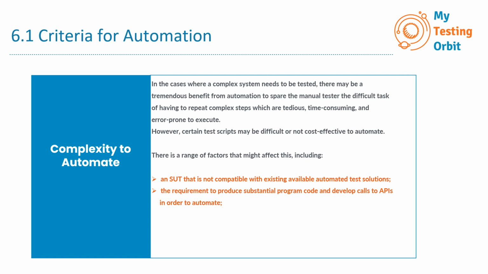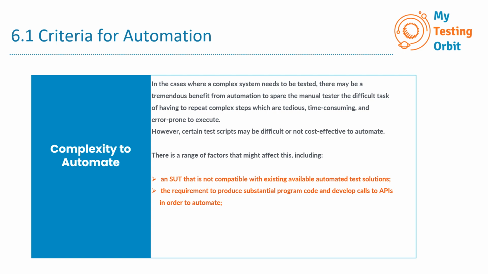The next factor is the requirement to produce substantial program code and develop calls to APIs in order to automate. Sometimes automating a test means writing a lot of code. It's like giving detailed instructions to a machine. Also, if the test needs to talk to other software, you might have to build connections called APIs so it can communicate effectively. It's kind of like teaching your automated system to speak the right language to work with the other programs.